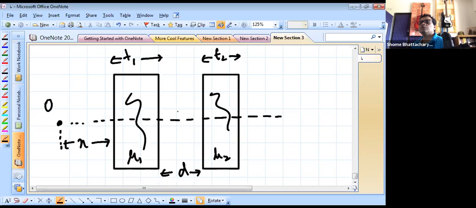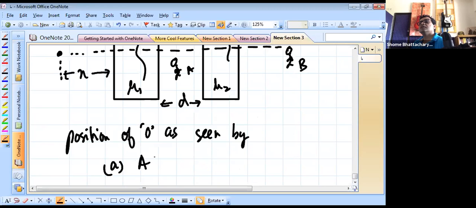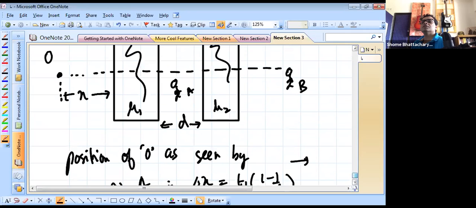And now let's say we have a couple of observers. One observer who's here, let's say E, and one observer who's here. So the position of the object as seen by observer E will have a shift of T1 into 1 minus 1 by mu1 in this direction. So this observer will see the image somewhere here. This is the object as seen by E. Now you can see for the observer B, the rays coming out of here are further suffering refraction by the second slab. So the rays incident on the second one actually appear to be coming from the first one's image.